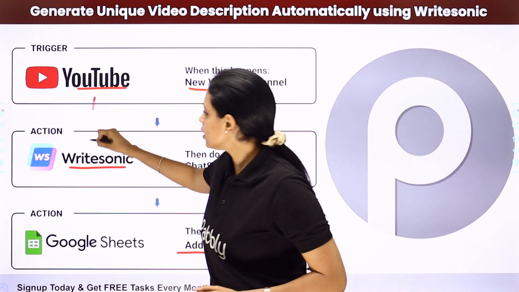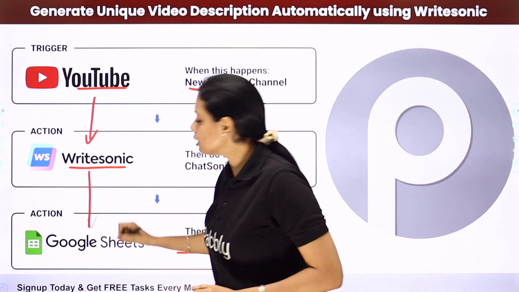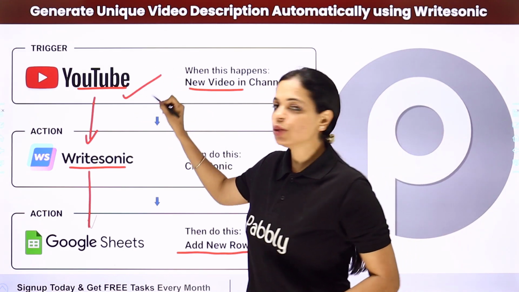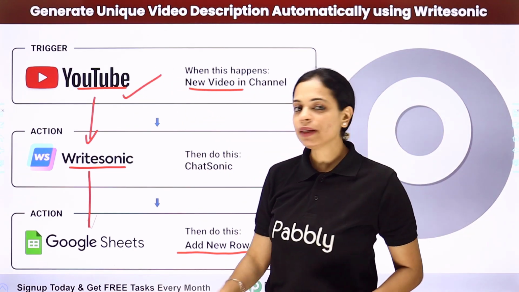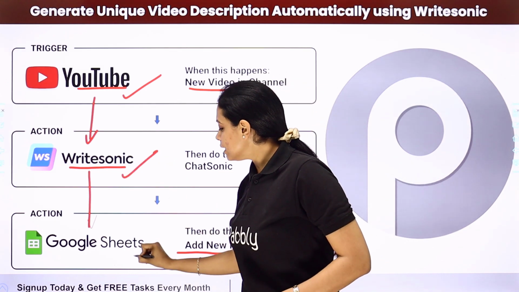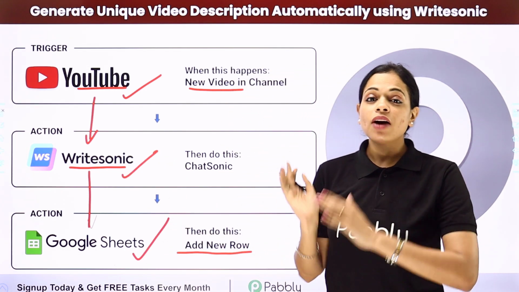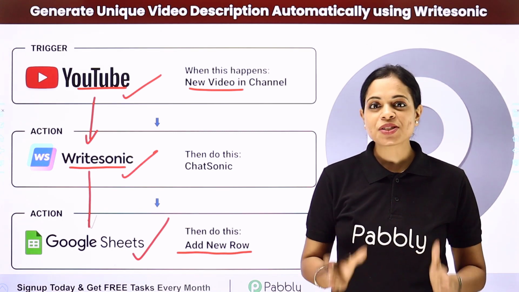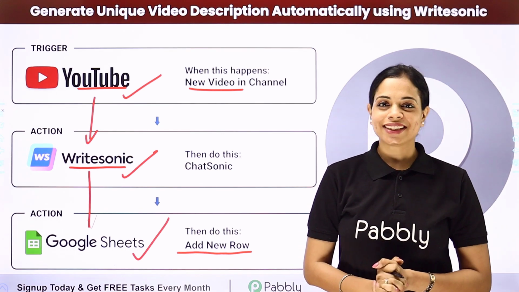For this you will have to integrate the three applications, and the same thing can be done using Pabbly Connect software. So here your trigger application will be YouTube. Then your first action application will be Writesonic, and then it will be Google Sheets. Now how can you do this yourself, integrate and automate this entire process? To understand that, let me take you to my screen.